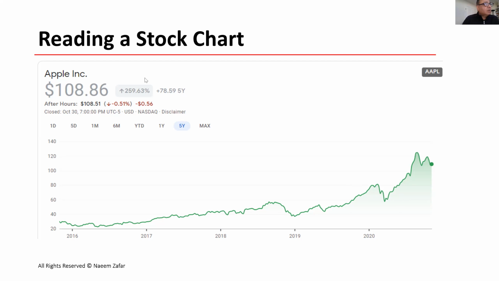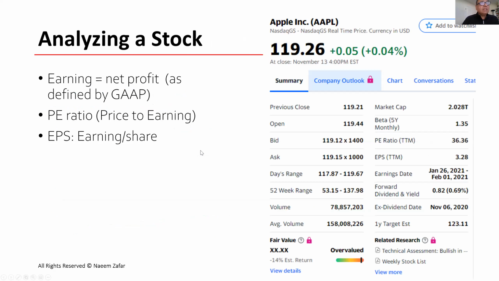So how do you read it? This is how you read it. It tells you as a percent how much it has gone up: 78 points, which is 259%. And what is it trading at after hours? This is the price. And then you can click on any of these to see how it has done over all-time high since inception, 1 year, year to date, 6 months, and so on and so forth. More details are available, again, for free at Finance.